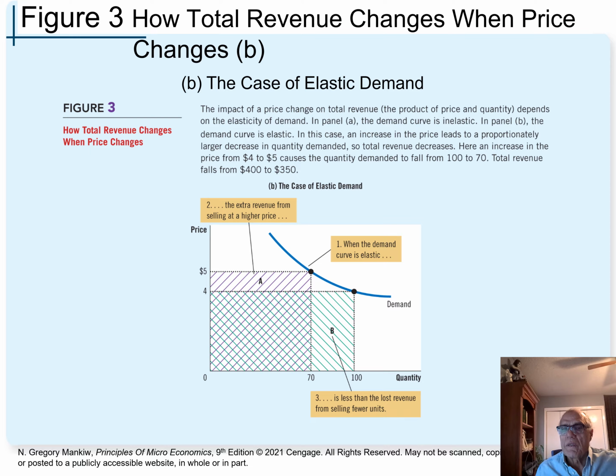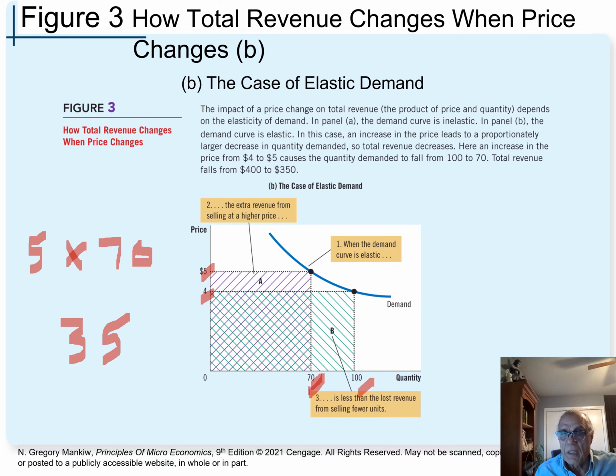Okay, let's look at another scenario here. That was the one we were talking about before. When the price is 4, 100 units are sold and bought. When the price goes to 5, now 70 units are sold, okay? Then 5 times 70 is going to be 350. This is the case where the total revenue will decrease if the manufacturers raise the price.